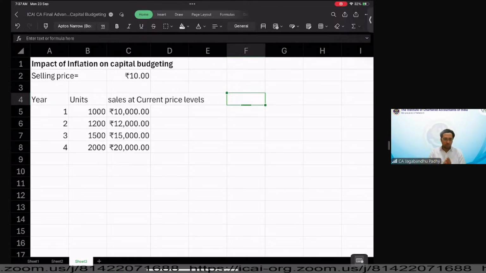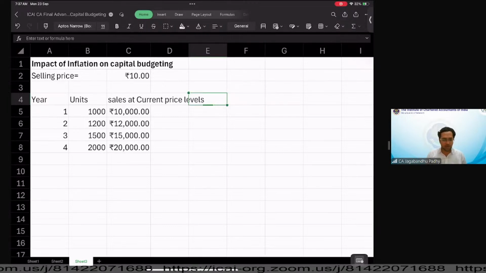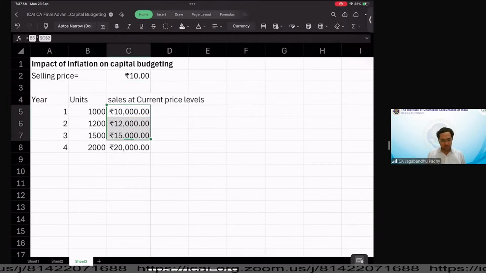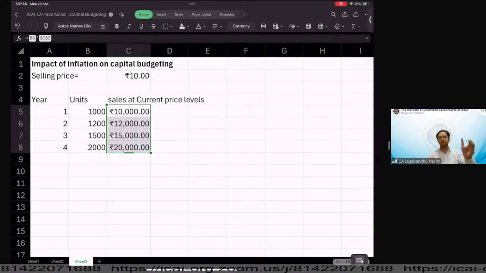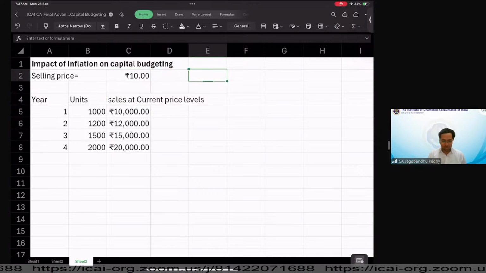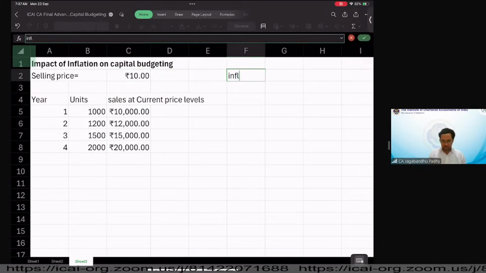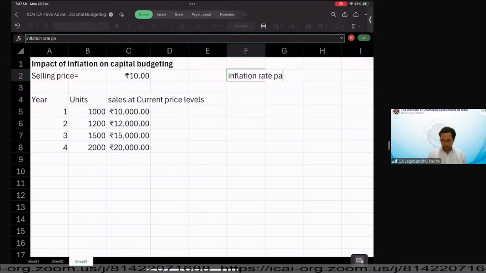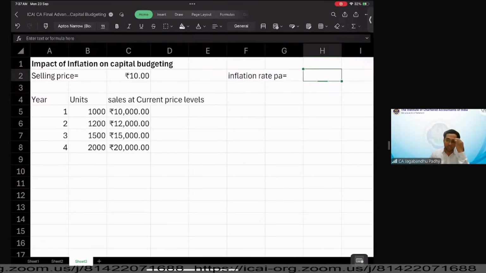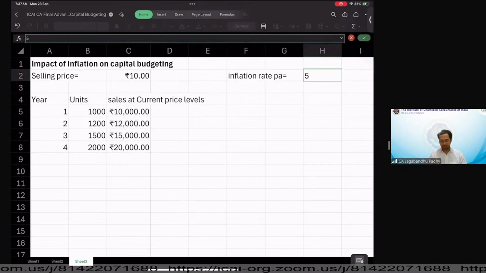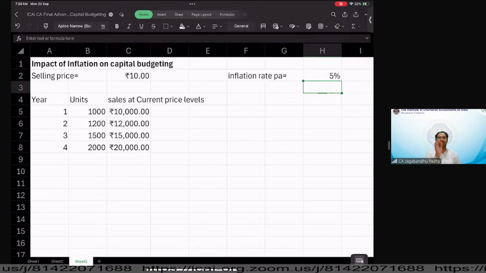Okay. So at 10 rupee selling price, we find that the sales at current price levels is 10,000, 12,000, 15,000, 20,000. Now, we haven't yet considered the inflation. If I give you the information that the inflation rate per annum, let's say every year there is going to be inflation in the economy to the tune of, suppose, 5%. So every year your prices are going to rise at a rate of 5%.